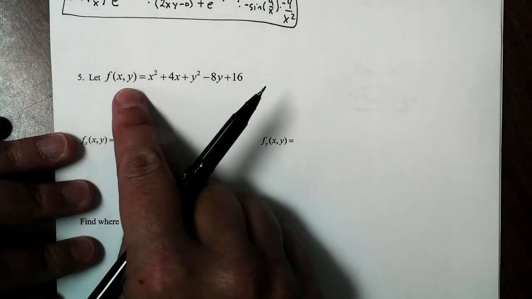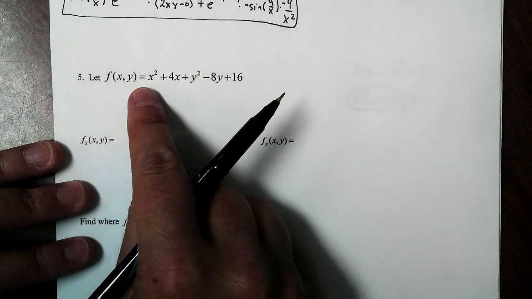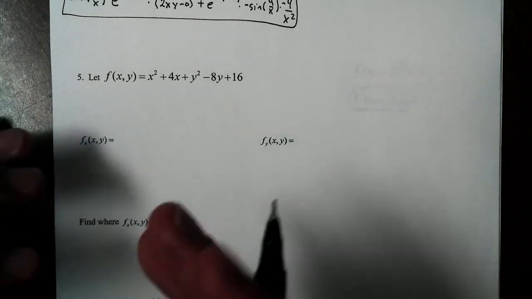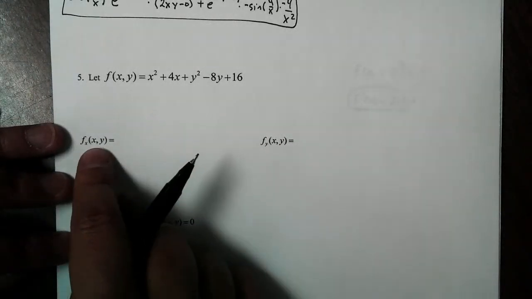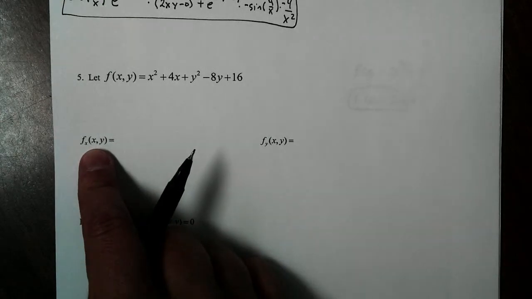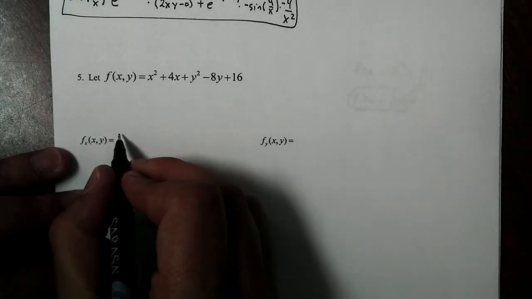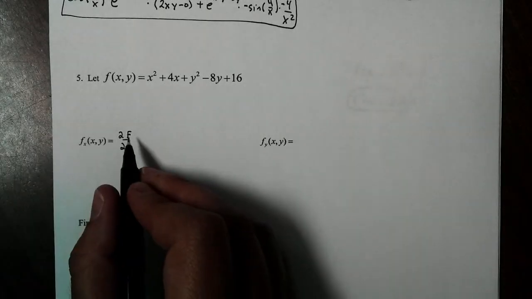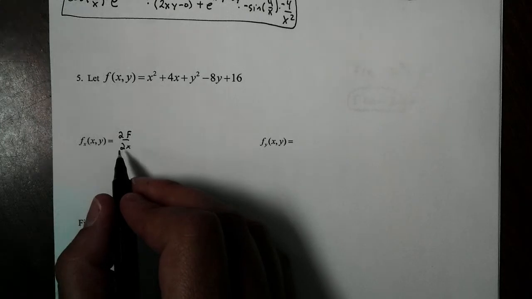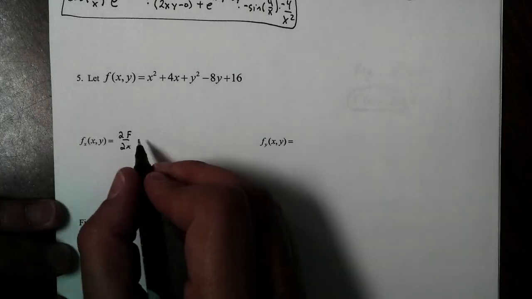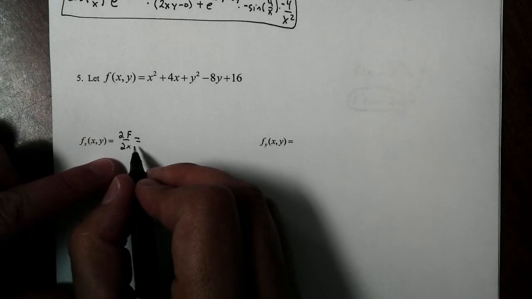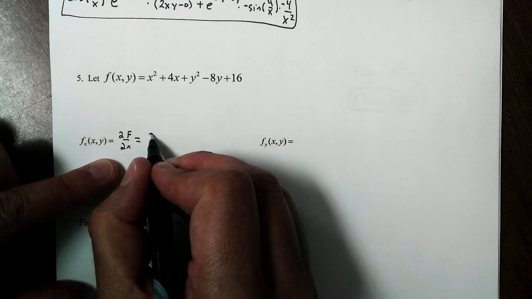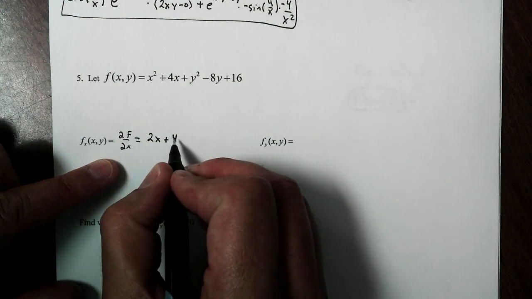So we're given a function f of x, y equals x squared plus 4x plus y squared minus 8y plus 16. That's a mouthful. We want to find the partial derivative with respect to x. Now again, if you don't like this notation, you can use del f over del x. Again, that's called little del or f or little d. And when we take the derivative with respect to x, we only care about the parts with the x's, nothing with the y. So we should just get 2x plus 4.